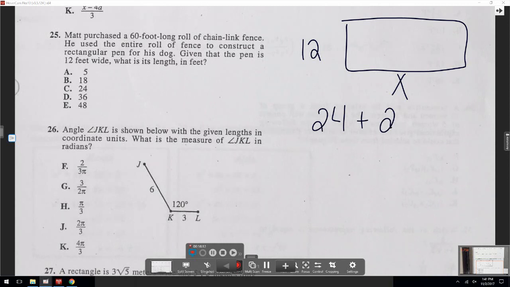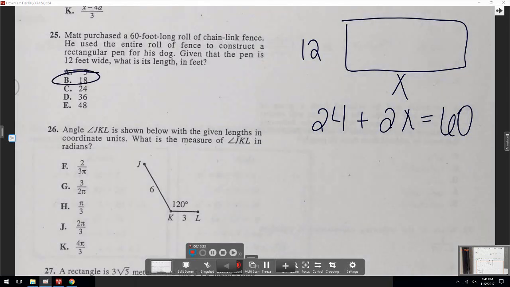If this one's X, then this one's X, you would get 2X, because this is my question. And what's it equal? 60. Now when you subtract the 24, you get 36, and when you divide by 2, you get 18. I knew it all on my own. I'm so proud of myself. Very good. Did you get B or A? Ooh, get him, Bella. B.